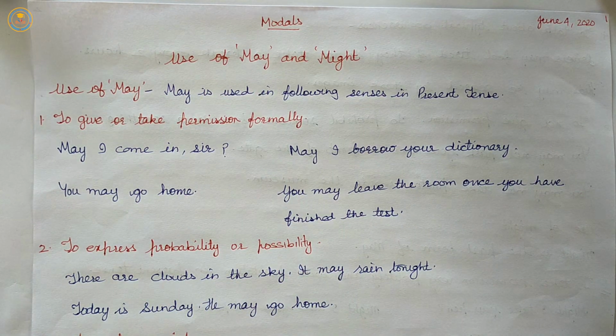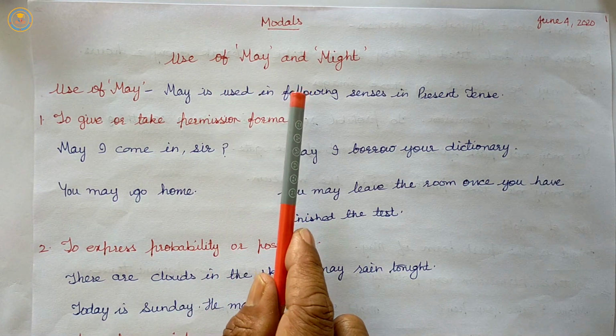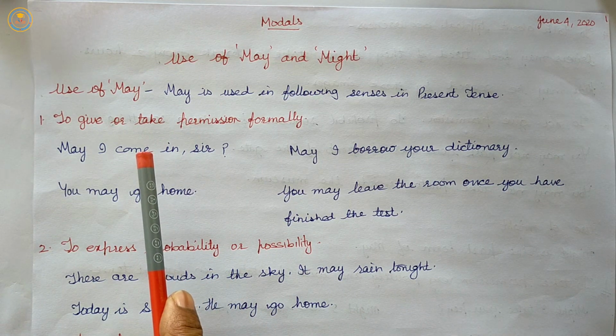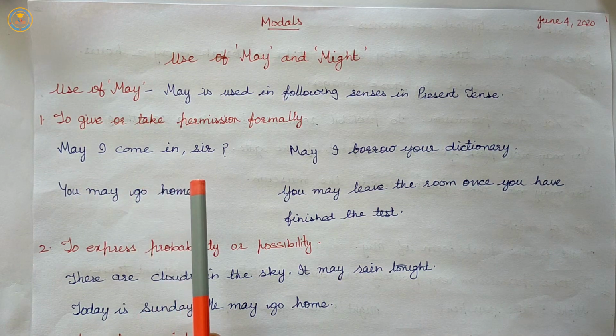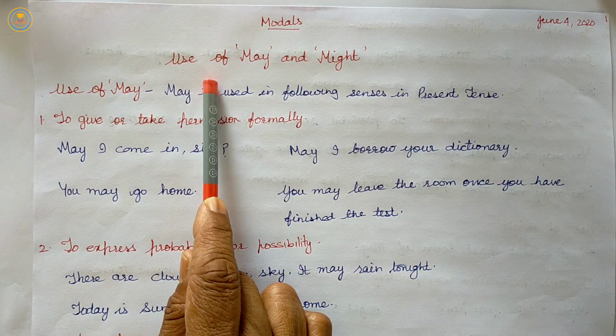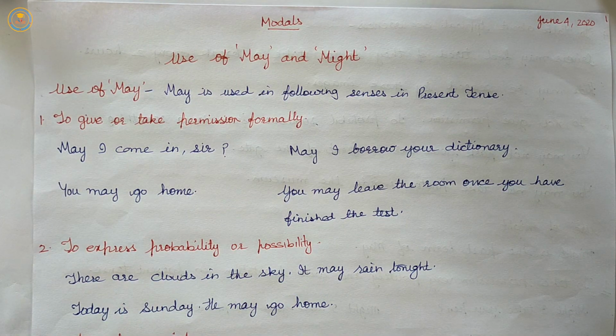May is used to express what is possible and factual, and might is used to express what is hypothetical or remotely possible. May and might are used interchangeably. Example: it may rain, it might rain. But there is a slight difference between the two. Also, might is the past tense of may.